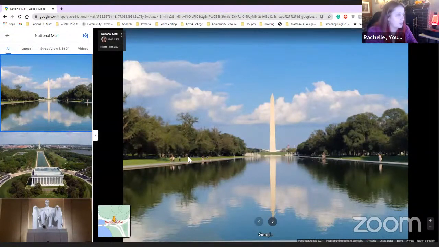When you go to the National Mall, and I've been to Washington when I was in 8th grade, like when I was 14 years old. I've been there when I was in college and many other times. And you'll see different monuments.